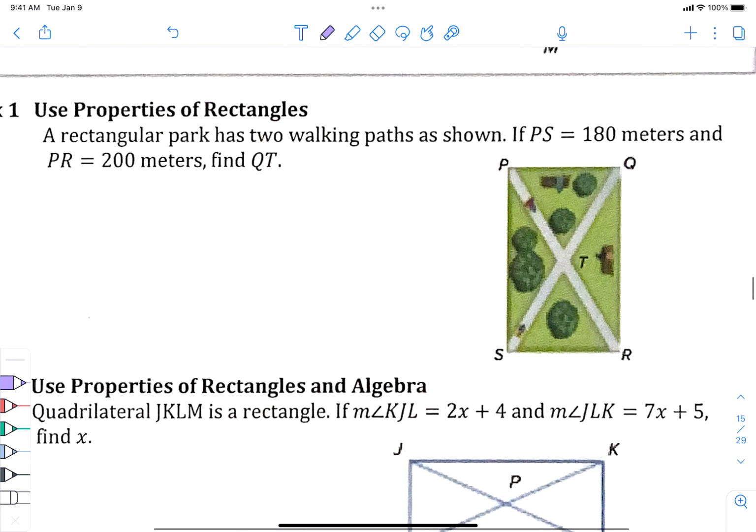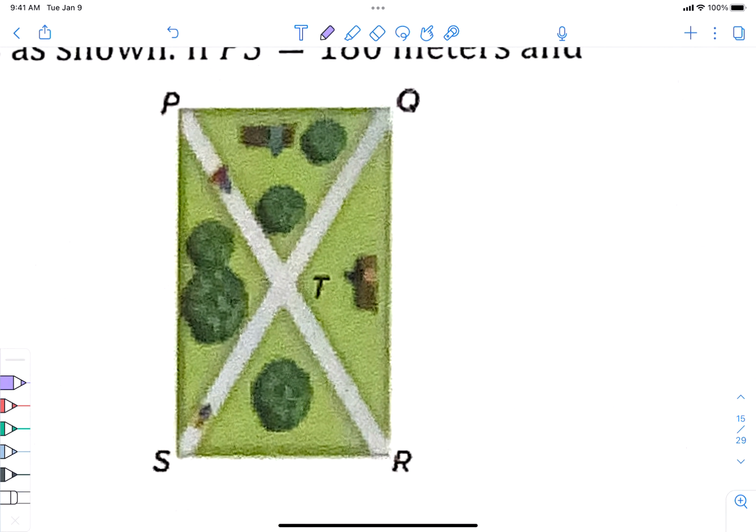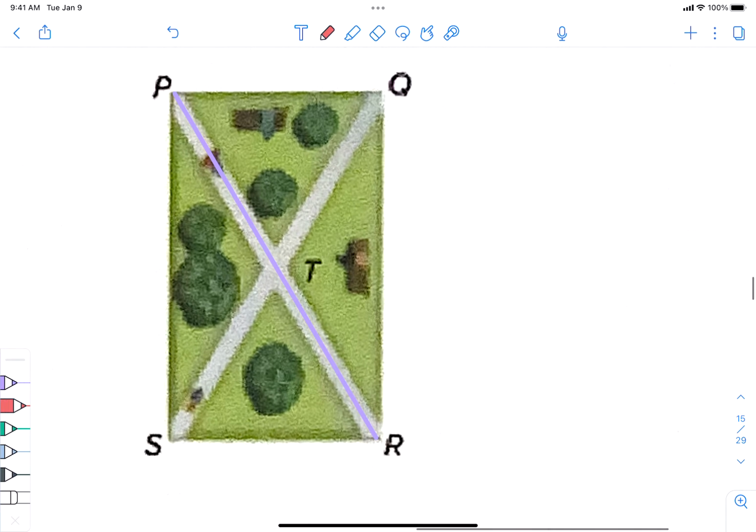These are pretty straightforward, easy questions. A rectangular park has 2 walking paths as shown. What are the walking paths? P, R, and S, Q, and these are the diagonals. So we've got a diagonal here. I'm going to do that in a different color. This guy right here, and this guy. Those are my diagonals.